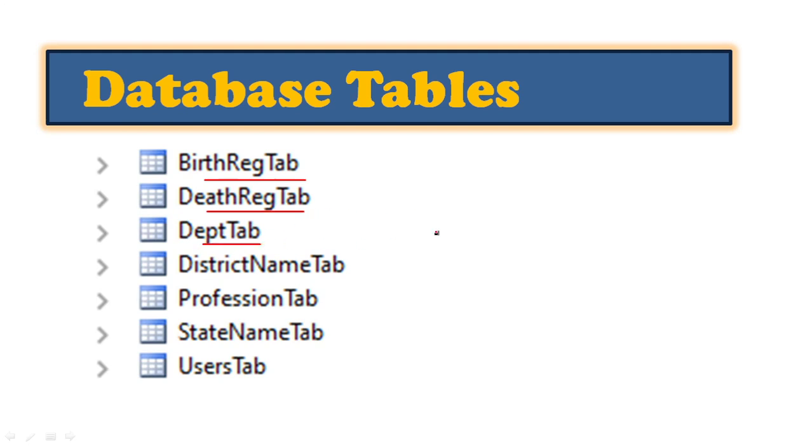Department table. This is to register the departments. District name: for which district you are working now. All the district names can be entered in the district name table. Profession: the profession of the baby's father or mother, and all that we can enter in this particular table. State names: we can enter all the state names here. The logic here is that once you develop this and enter all the state names, department names and so on, you can give this software to all the districts. Therefore they don't need to enter the state names or district names.